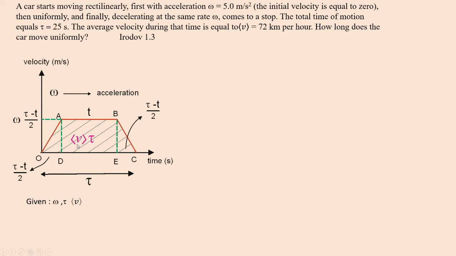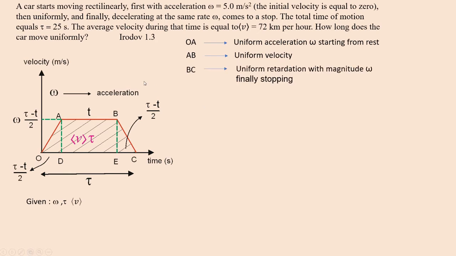And the total shaded area gives displacement. The area below the velocity-time graph gives you displacement, and the slope gives acceleration. These are some basic things regarding kinematic curves. Now we will represent everything like this. OA, uniform acceleration omega, starting from rest. See the figure. Then AB, uniform velocity, of course, for a time t.